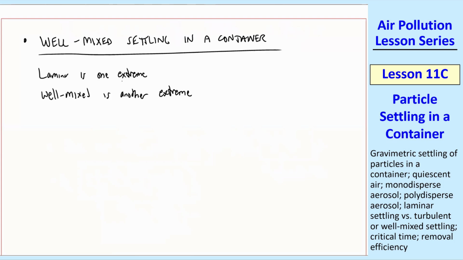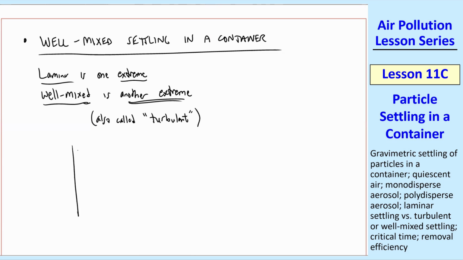Now the laminar case was one extreme, as I pointed out. This well-mixed case is another extreme. This is the exact opposite, also called turbulent, but I really don't like that term because it really is well-mixed. Turbulent just means that there's some fluctuations in the room and then the particles would settle at an average of VT like we talked about. The air can be turbulent but not well-mixed.